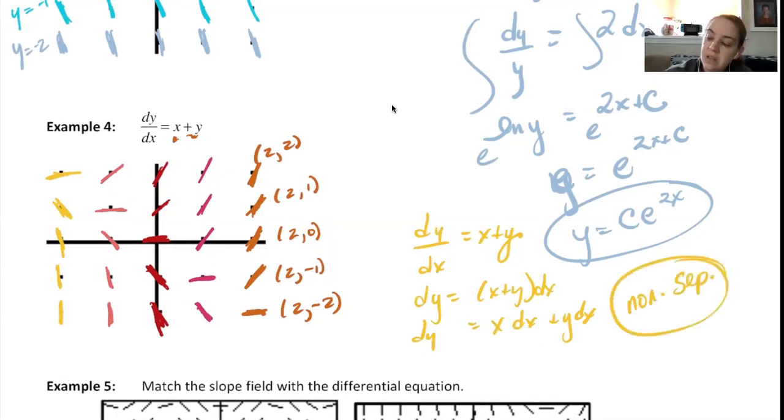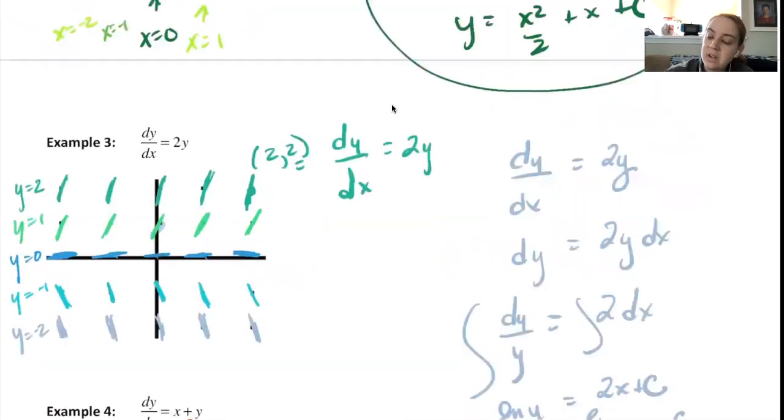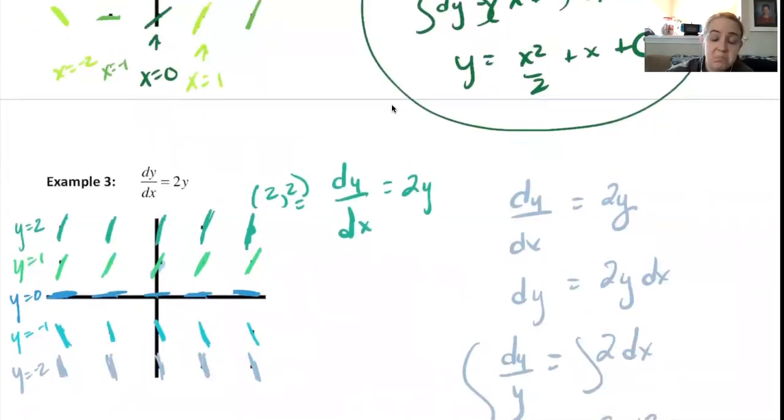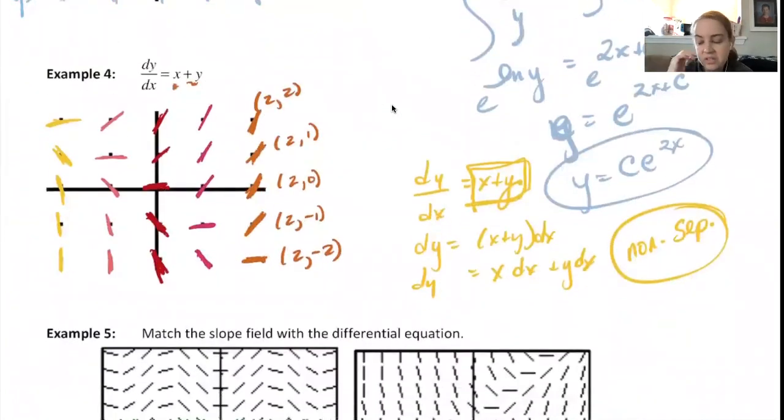And the way that you can tell is if you have addition or subtraction, you can't separate those. If you have multiplication and division, you can separate, but the addition and subtraction, you can't. So I can't actually solve for my general solution on this one. The best I have is a picture of it, which is my slope field.